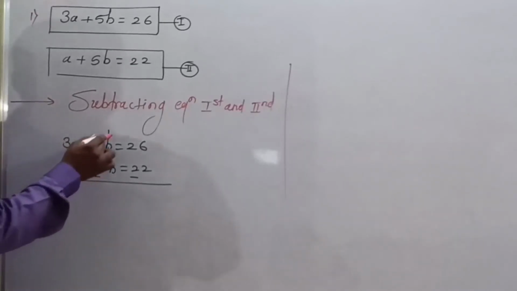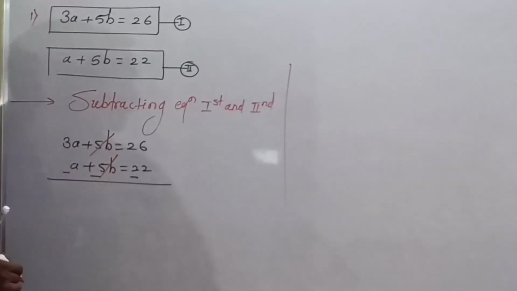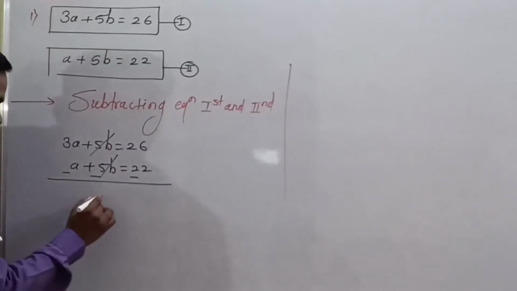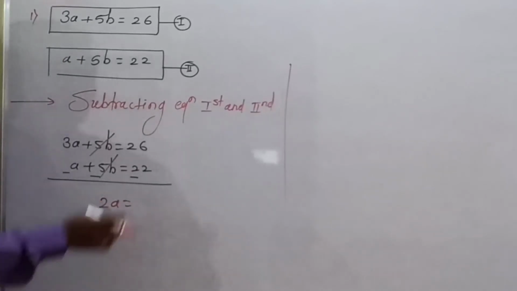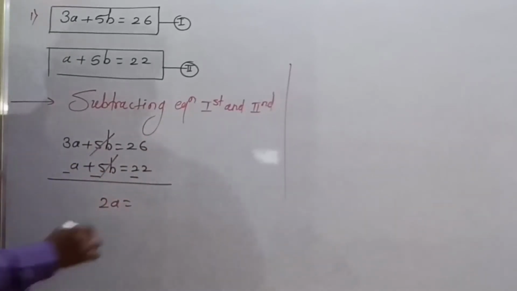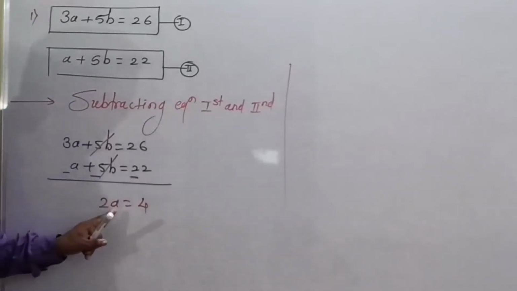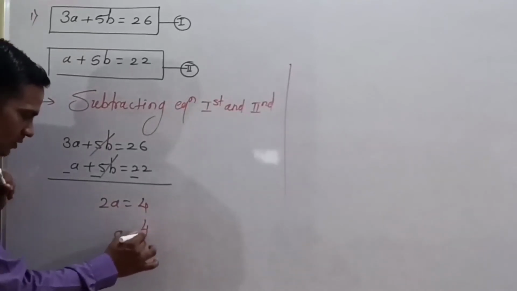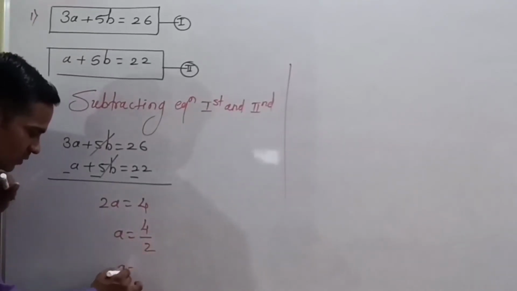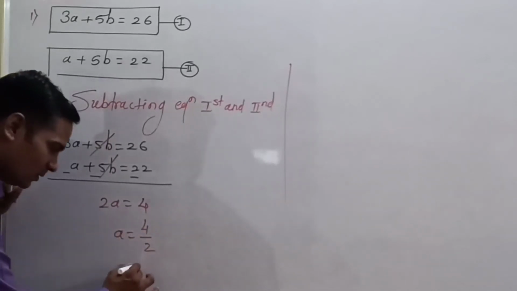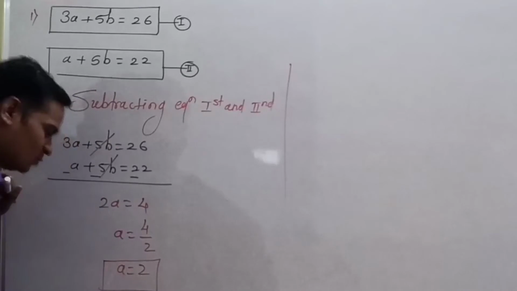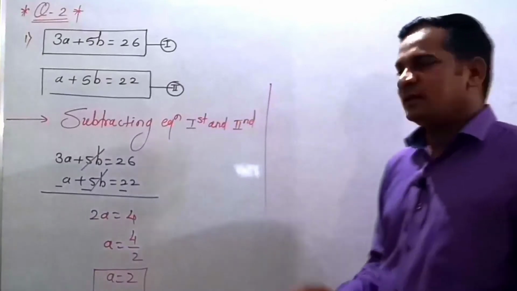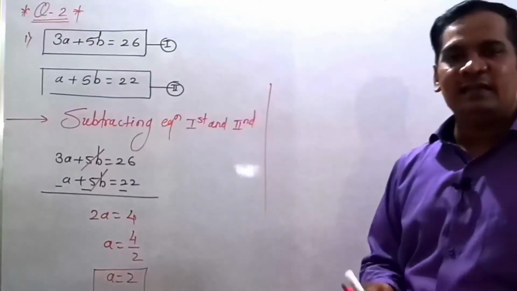Now we can see that 5b gets cancelled here. Now 3a minus a means only 2a, is equal to 26 minus 22, that means 4. So let's find out the value of this a. Keep this a as it is. So a is equal to 4 upon 2. So a is equal to, 2 ones are 2, 2 twos are 4, that means a is equal to 2. Now this is the value of the first variable.